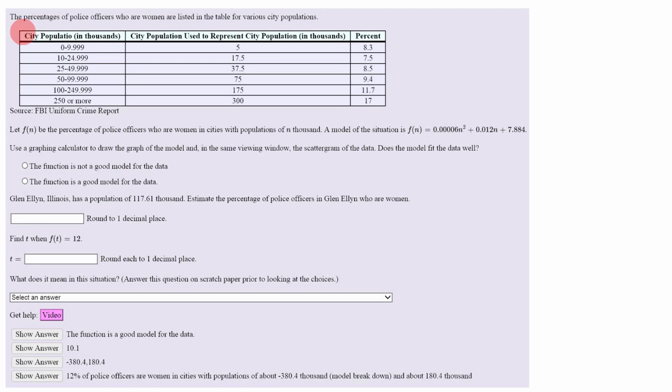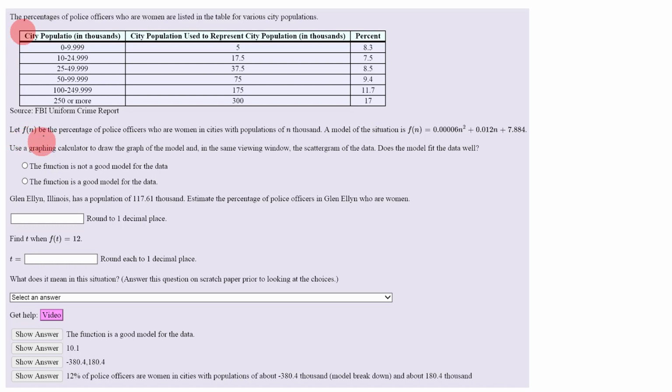Hi, in this example, we're going to discuss a quadratic model with regression. Given in the example are the percentages of police officers who are women, listed in the table for various city populations. So here are the intervals in the first column. The second column are the midpoints of each of these intervals. And then the last column is the actual percentage of women who are police officers.